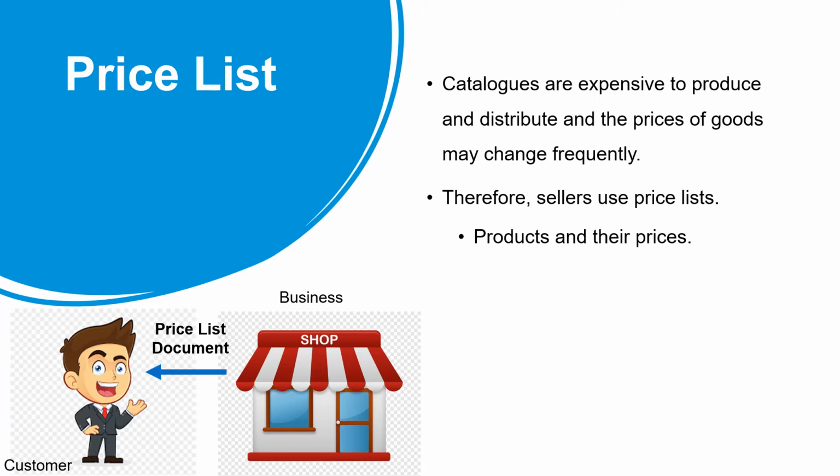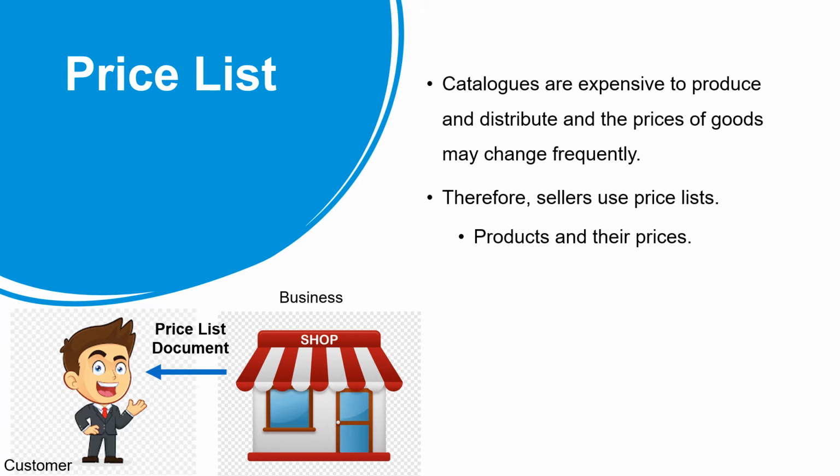Normally catalogs are very expensive to produce and distribute, especially when the prices of the goods frequently change. Again and again they can't print these catalogs because it's very expensive. Therefore, most of the companies print a document called a price list. A price list is a very simple document. It consists of the name of the product and the price of that product. So that's it. It's very simple.